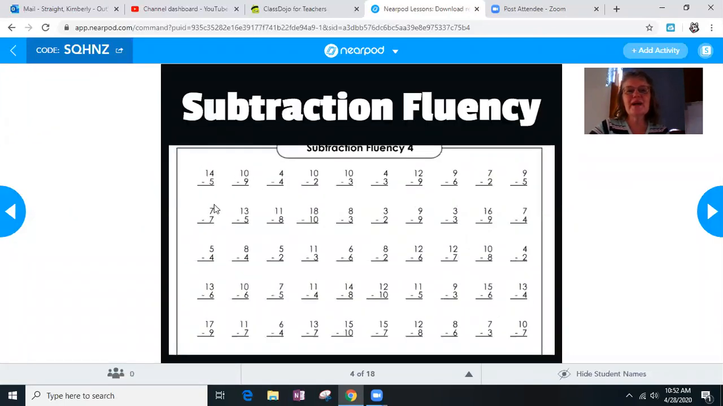So here is our subtraction fluency slide. Here is the first problem. Focus your eyes. On your mark, get set, subtract.